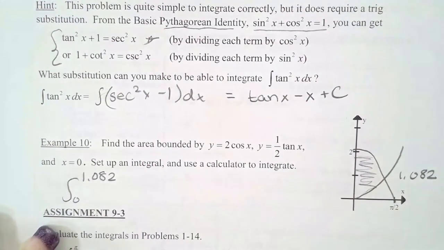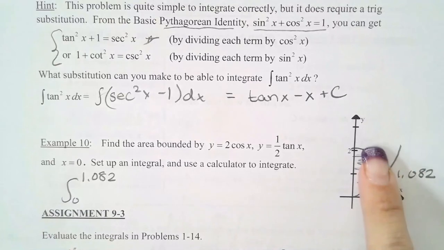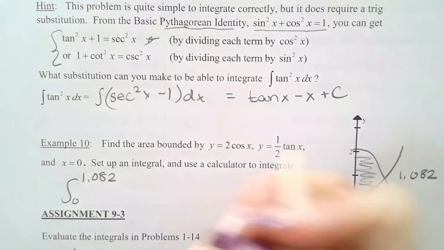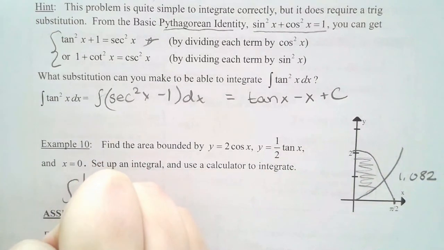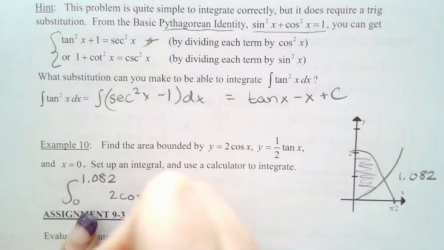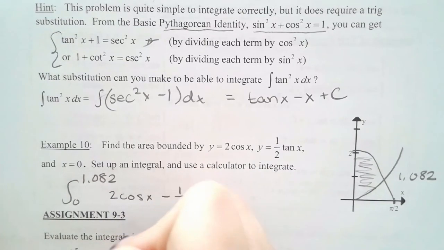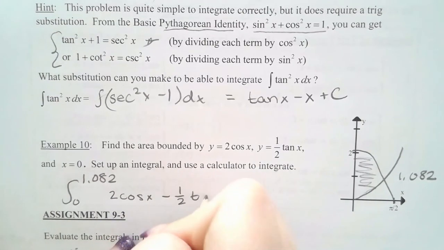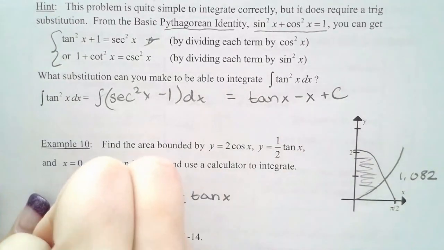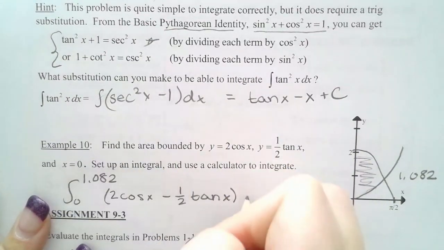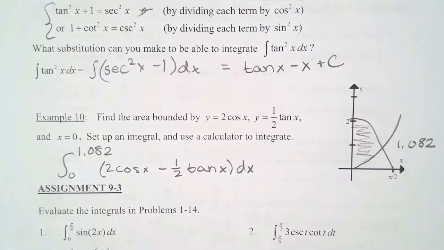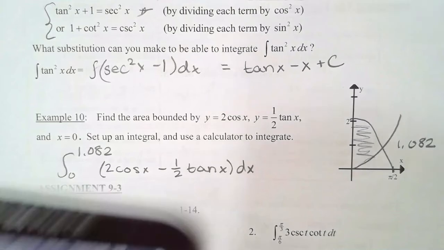It's the area bounded. So of course, remember, it's top minus the bottom. So the top one is our cosine. So 2 cosine x minus 1/2 tangent x dx. Now we're going to use our calculator to actually integrate that.